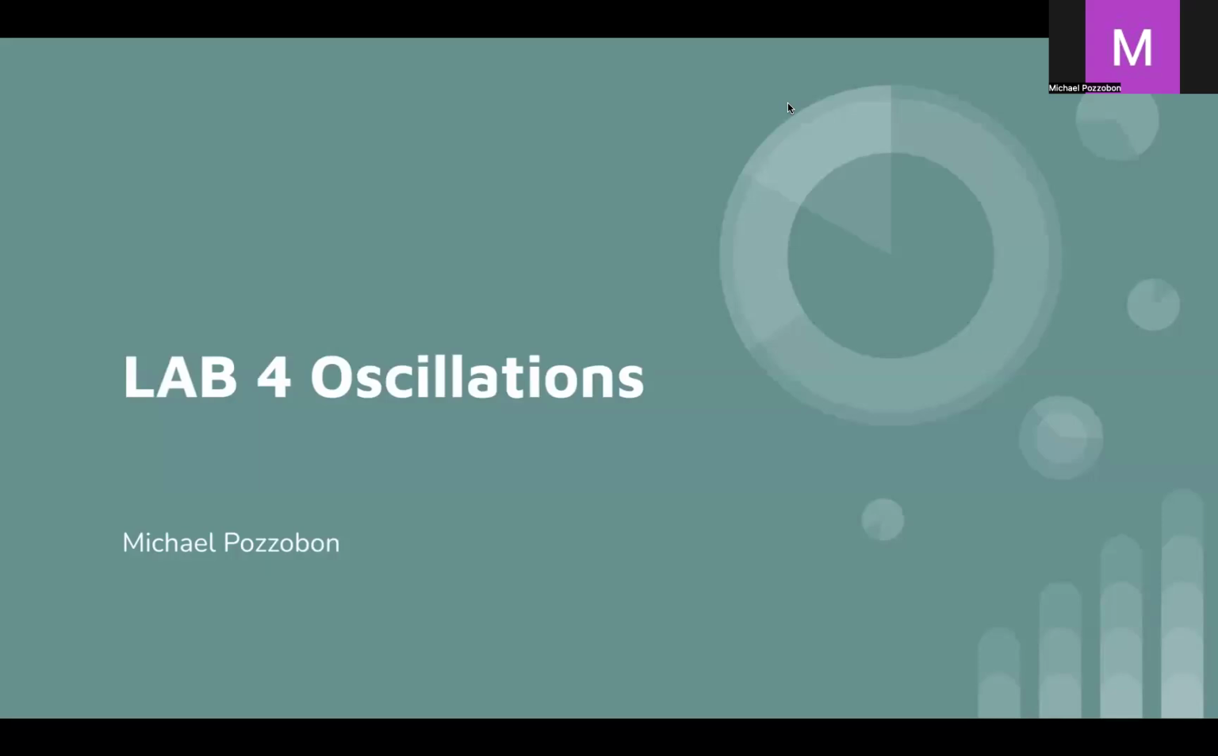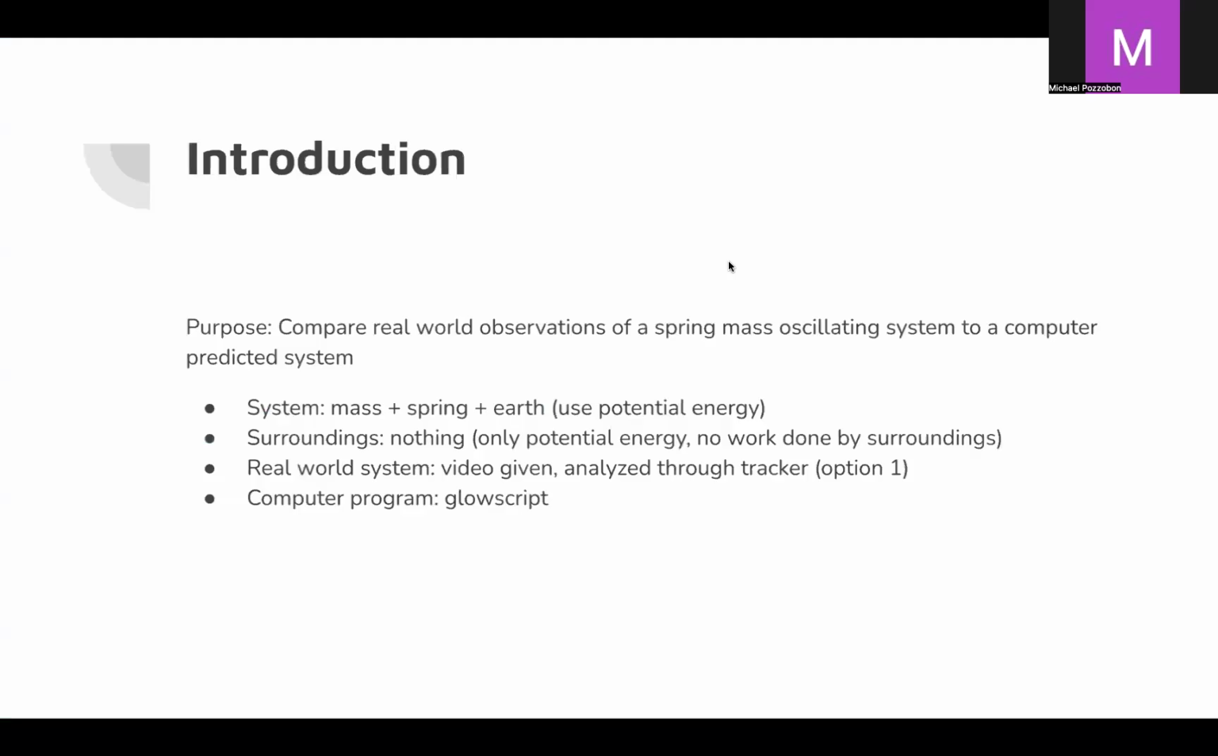This is my lab for oscillations video. Introduction. The purpose of the lab is to compare real-world observations of a spring mass oscillating system to a computer-predicted system. The system in our experiment was the mass, spring, and the Earth, and we used potential energy. Surroundings was nothing because only potential energy was used, and there was no work done by the surroundings.